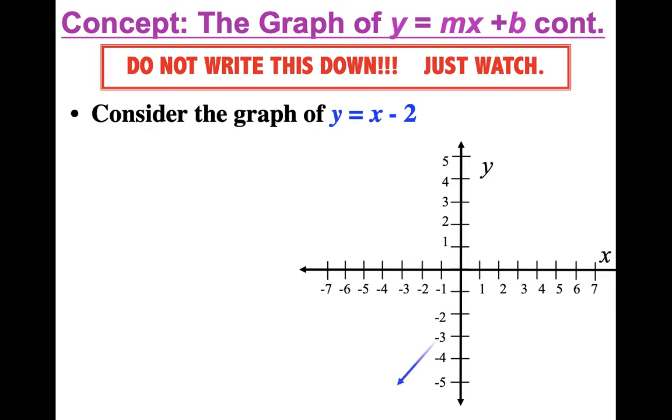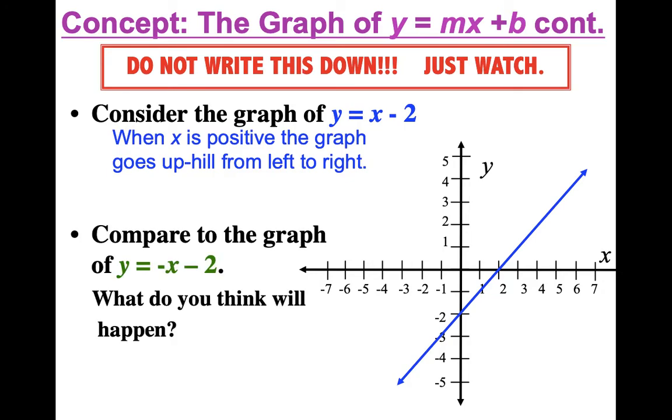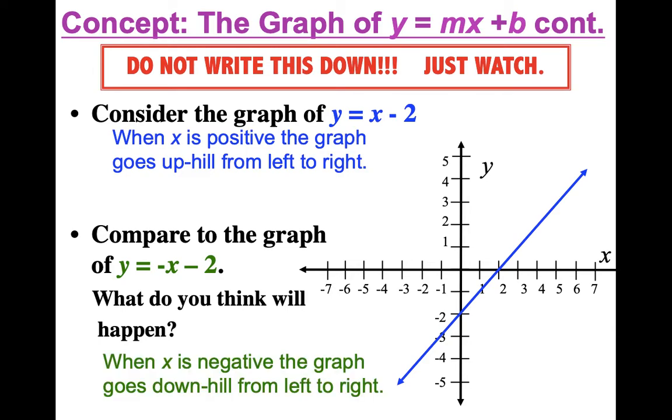So let's consider y equals x plus 2. There it is right there. Now, when x is positive, and here it's positive, there is no negative in front of the x, so it is a positive graph. It goes uphill from left to right. As compared to y equals negative x minus 2. What's going to happen with it? It's going to have a negative slope because the x is negative, so the graph goes downhill.